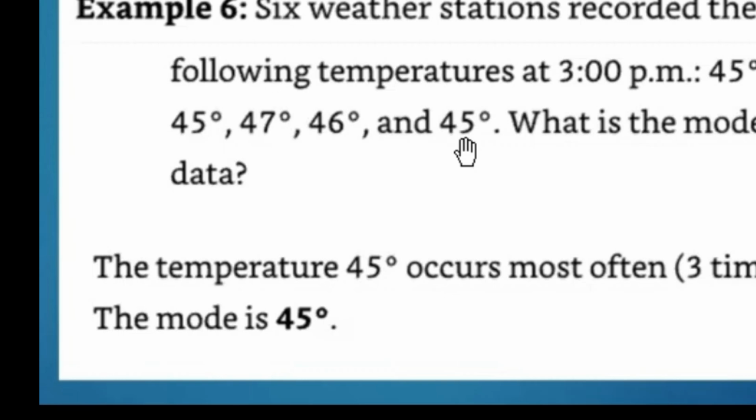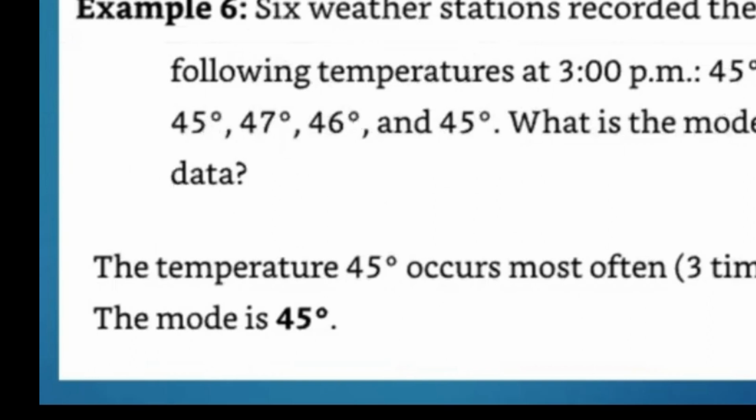And so when the newscaster is presenting and they're saying, today's weather, we recorded a heat index or temperature of, if they tell you that the mode was 45 degrees, then you know that 45 degrees was the most recorded temperature from a range of temperature recordings, but they'll let you know that it was the mode.